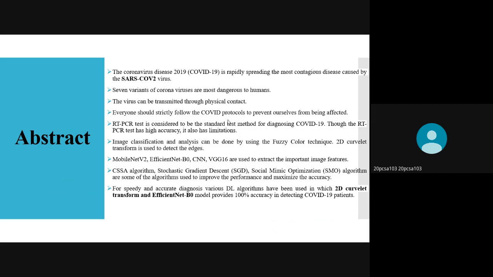So for this reason, various AI and DL algorithms have been used. Among all the AI and DL techniques that are going to be discussed in this presentation, the 2D curvelet transform and EfficientNet B0 model provides 100% accuracy.